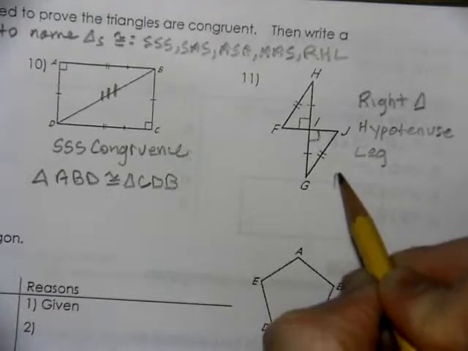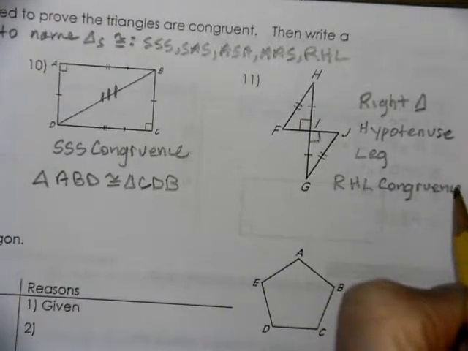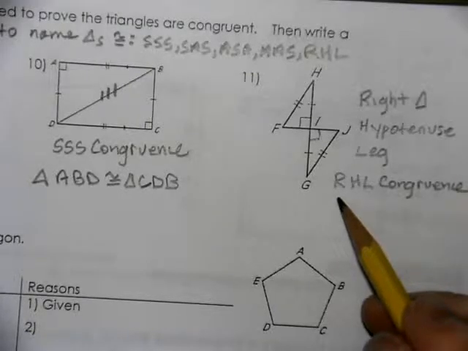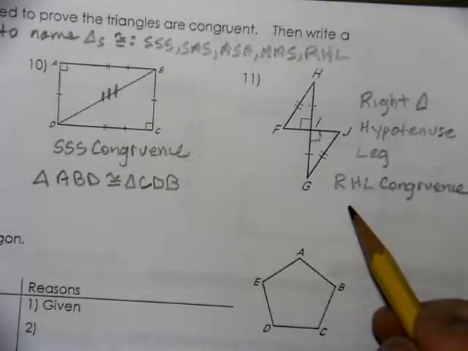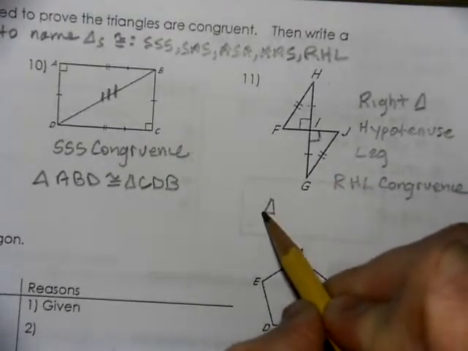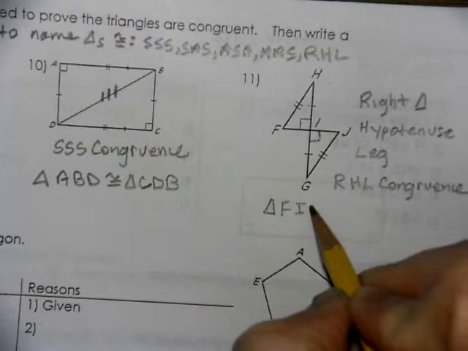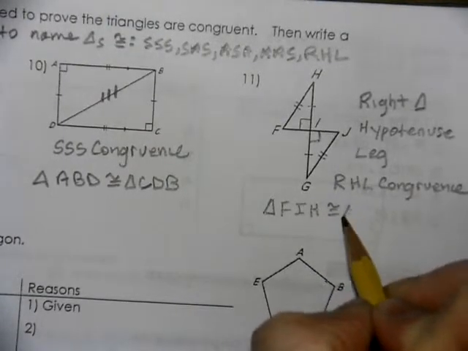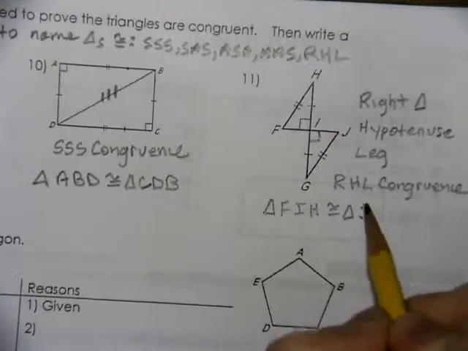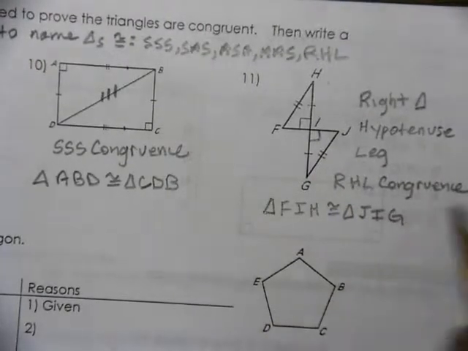So we have RHL congruence. R stands for right triangle, H stands for the hypotenuses are the same, and L stands for a leg, which clearly is not the hypotenuse. So we'll name the first triangle FIH, and it's congruent. What goes with the F, that's at the end of the two tick mark, so that's J. The I is here at the 90. We end with G.